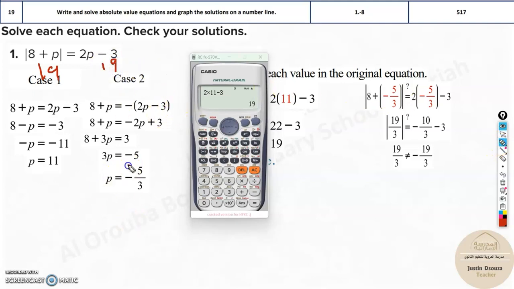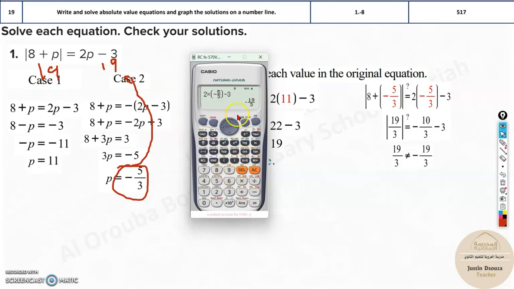Now you must do the same thing with the other p-value. We did with 11, right? Now you must do with the other p-value. Let me just change this first over here to minus 5 by 3. So bracket minus 5 divided by 3, and close the bracket appropriately, and minus 3.